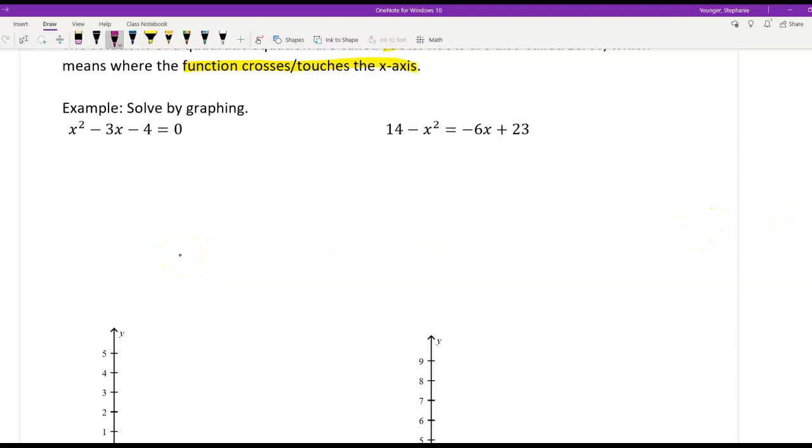So first things first, we're going to take what we learned in big concept number 1 and apply it here. We're going to look for that axis of symmetry first. So axis of symmetry says x equals negative b over 2a. So in this case, we have a equals 1, b equals negative 3, and c equals negative 4. So here we have negative b, which is positive 3 over 2 times 1. So here we get 1.5. So I know my axis of symmetry is at 1.5.